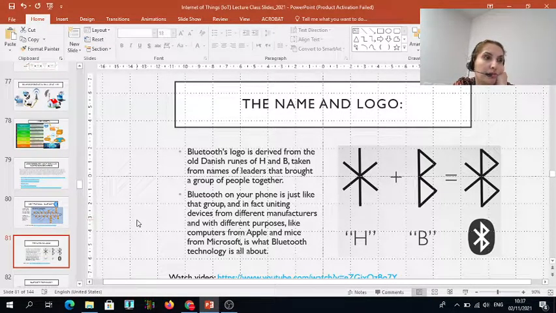If you buy something from China or if you buy something from Brazil, it's going to work here in Ireland if it has Bluetooth. So that's kind of bringing everything together and making sure that they work together nicely. It's a nice way of connecting things together. There are limitations and challenges involved, which I'm going to explain further.